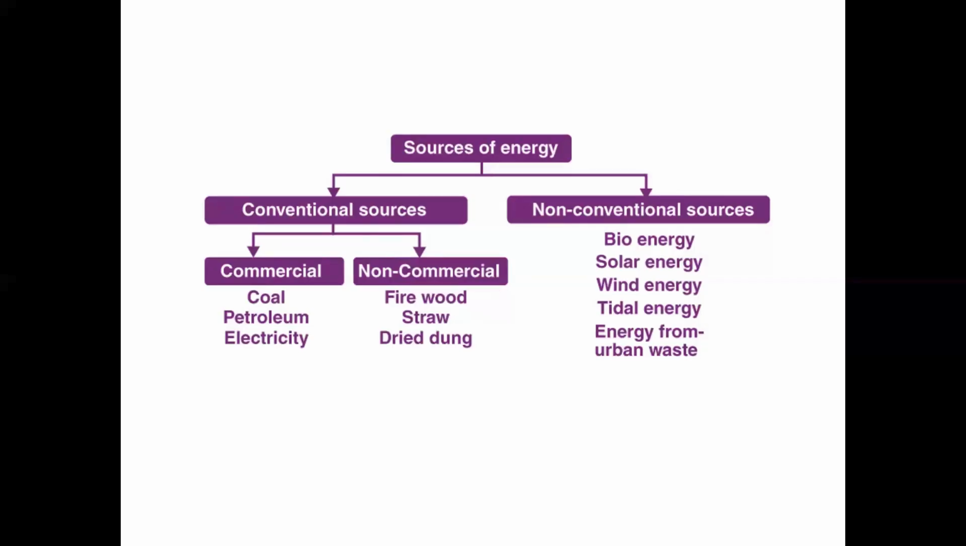So conventional sources are divided into two. The first one is coal, petrol, electricity. And firewood comes under non-commercial. Firewood is mostly used for cooking food. Then straw, that means whatever leftover portions remain after harvesting, we call it straw, and dried dung. All these things we call conventional energy sources.